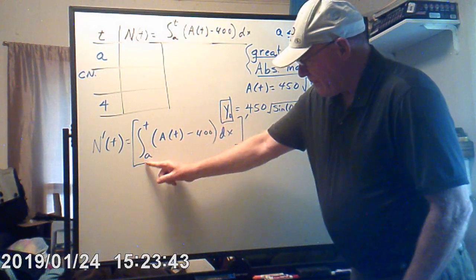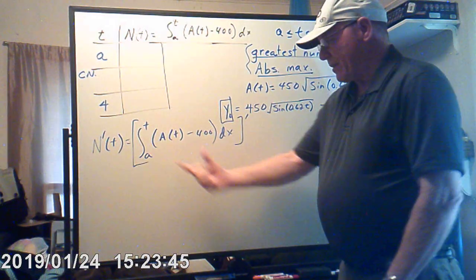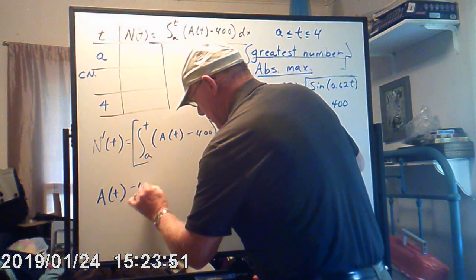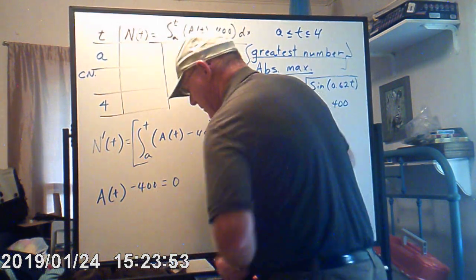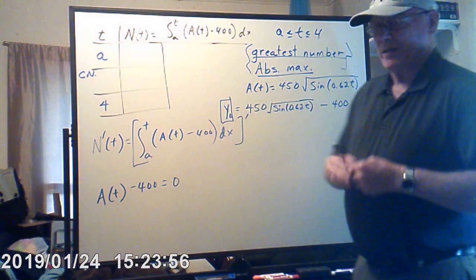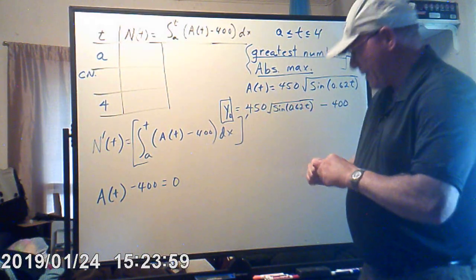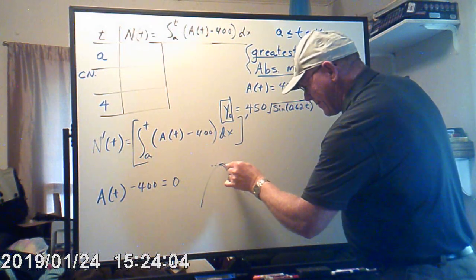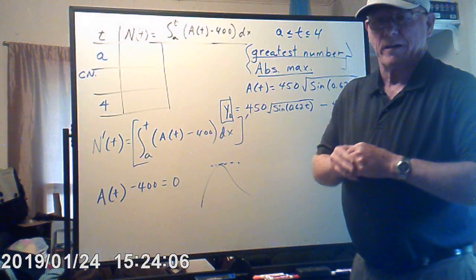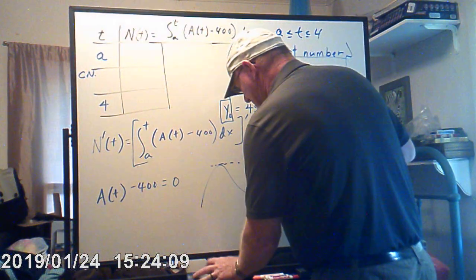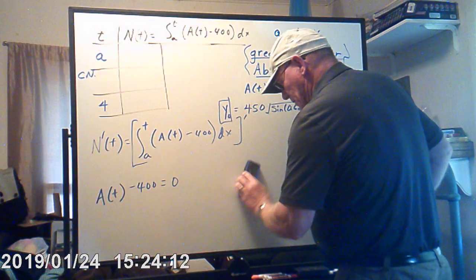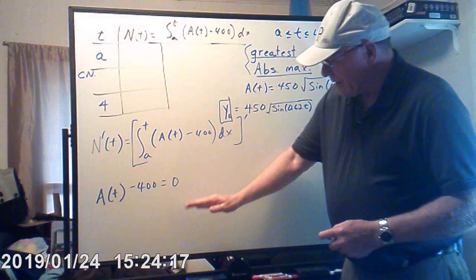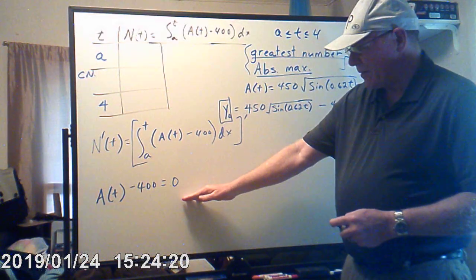Okay, when we take the derivative of an antiderivative, it's just that, isn't it? So what we have here is a at t minus 400. Now remember, we're setting that equal to 0, because we're looking at the point where the max is, the slope is equal to 0 there. Absolute max means that, right? So the slope is equal to 0. That is what we're doing here.